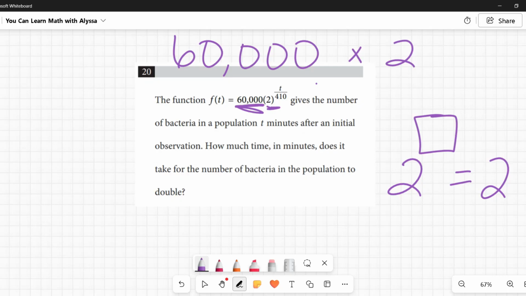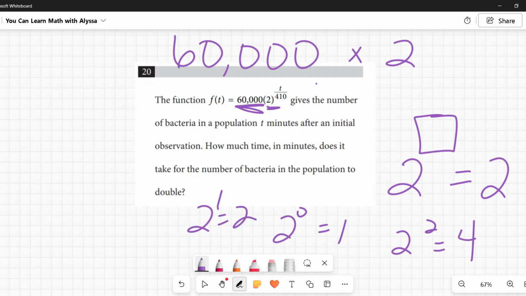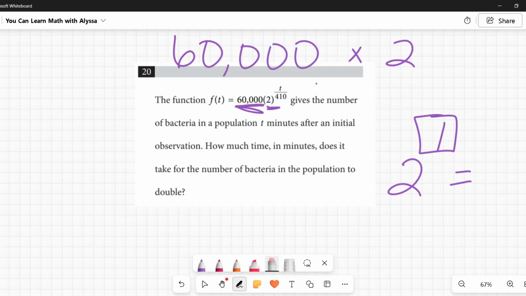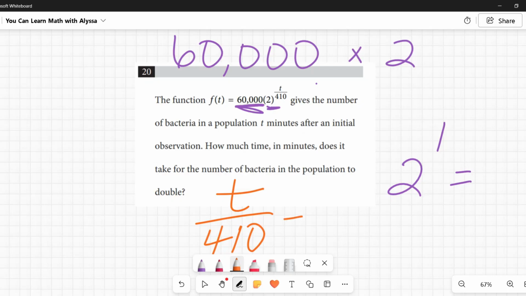2 to the power of 0? No. 2 to the power of 0 is 1. 2 to the power of 2 is 4. But what about 2 to the power of 1? 2 to the power of 1 is just 2. That's what I want. I want this to be 2 to the power of 1. So do I have that right now? No, I have t over 410. I want t over 410 to be equal to 1. And they're wanting us to solve for t. What does t need to be for this all to work?